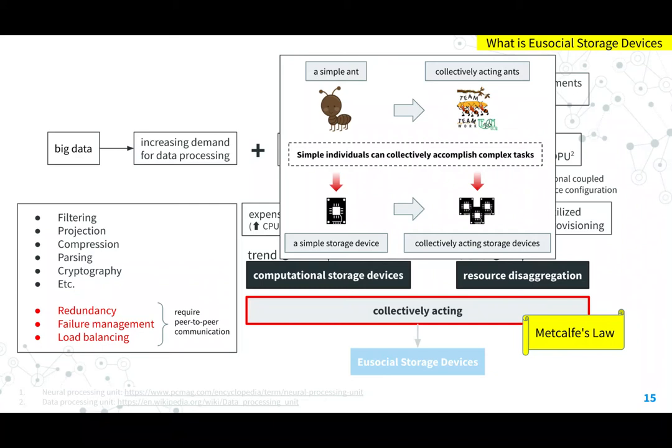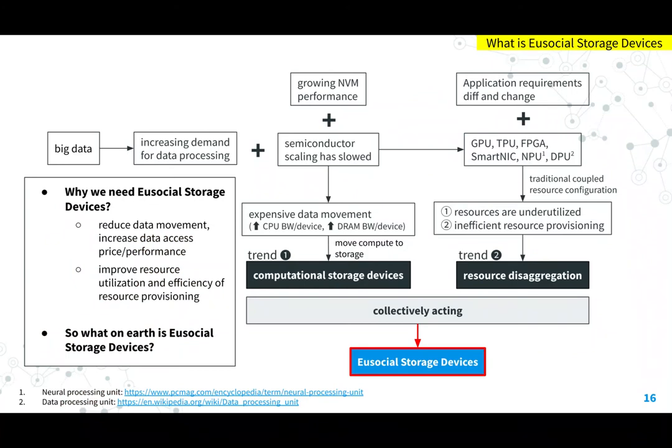We believe this is a new design space for storage systems that can offer comparable efficiency at a lower cost. Just like simple ants can collectively accomplish complex tasks, for example, building a house and searching for food, simple storage devices could collectively accomplish tasks that no individual storage device is able to do. A similar idea is also captured by Metcalfe's law, which states that in a system composed of n interconnected devices, the value of the system is proportional to the square of the number of devices in the system. In this case, the devices will be the storage devices. Therefore, in summary, the idea is built on top of the two trends while allowing devices to act collectively.